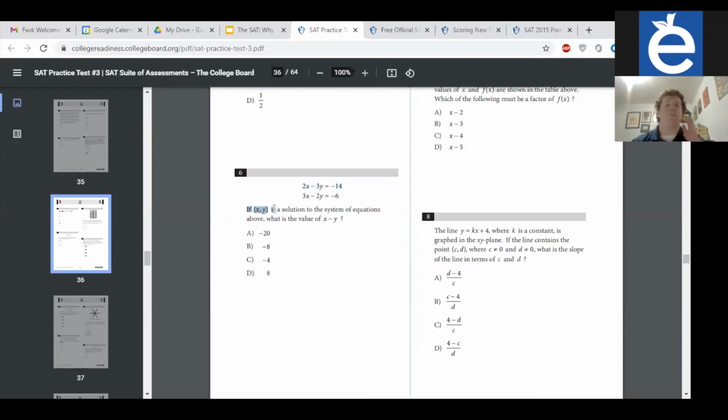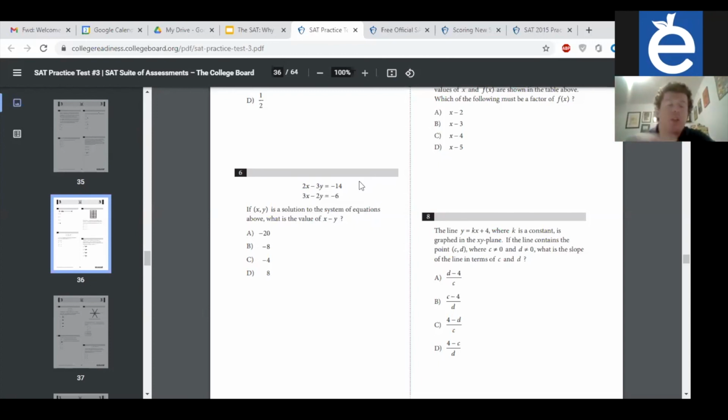So if x and y is a solution to the system of equations above, what is the value of x minus y? This statement is pretty SAT specific language. They try to make it more complicated than it needs to be. If x, y is the solution to the system of equations, that essentially just means solve for x and y and plug it into x minus y.